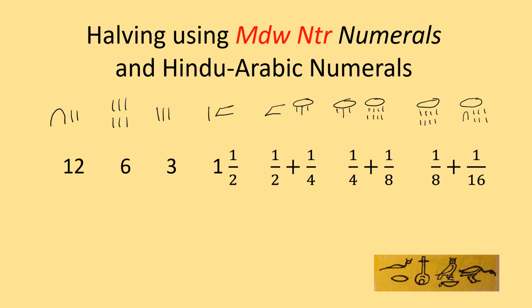If we take half of the 1/4, we get 1/8. Half of the 1/8, we get 1/16. So we have 1/8 plus 1/16. Again, we do not have the plus sign, the fraction bar, and all those other things in the uses of Medu Neter.